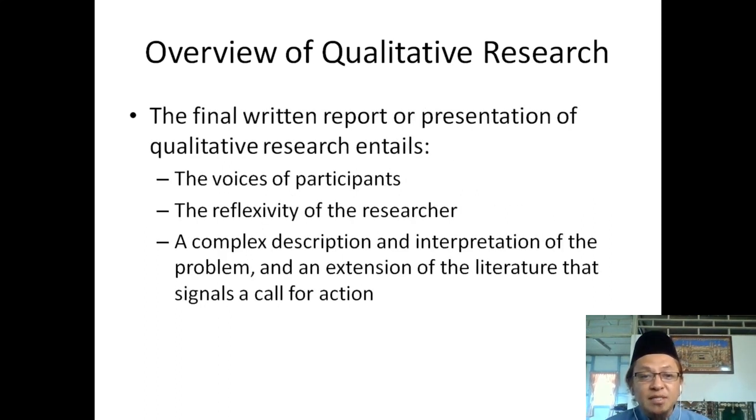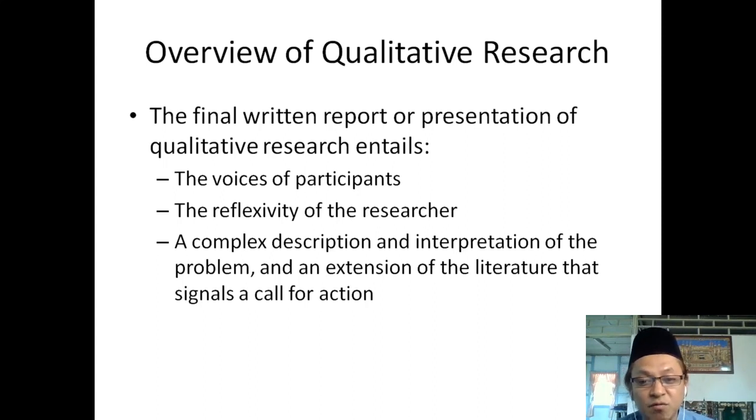All right, so the final written report or presentation of a qualitative research entails the following: the voices of participants whom you interview. So you will interview them, so their responses will be recorded in the report. Some of their responses will be used to support the themes that we will be presenting in our final framework. And then the reflexivity of the researcher, you as a researcher who are involved in the research, will contain your reflexivity.